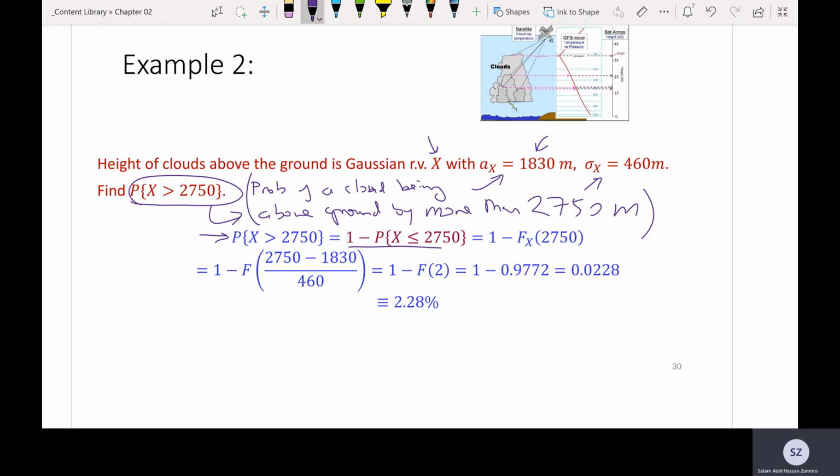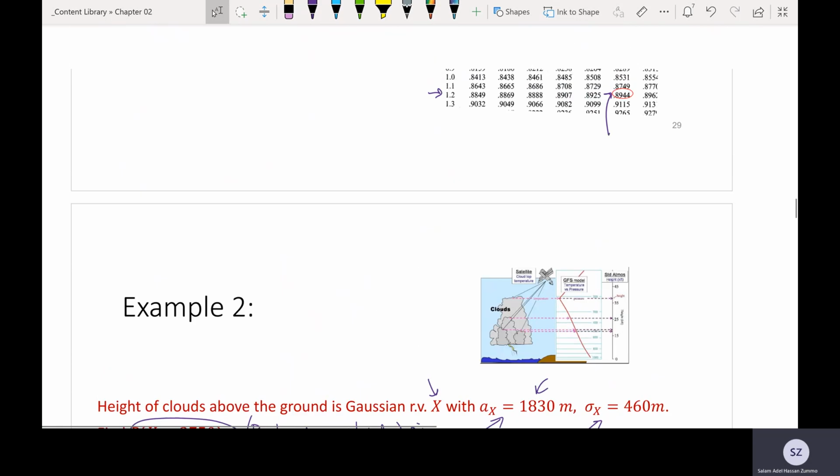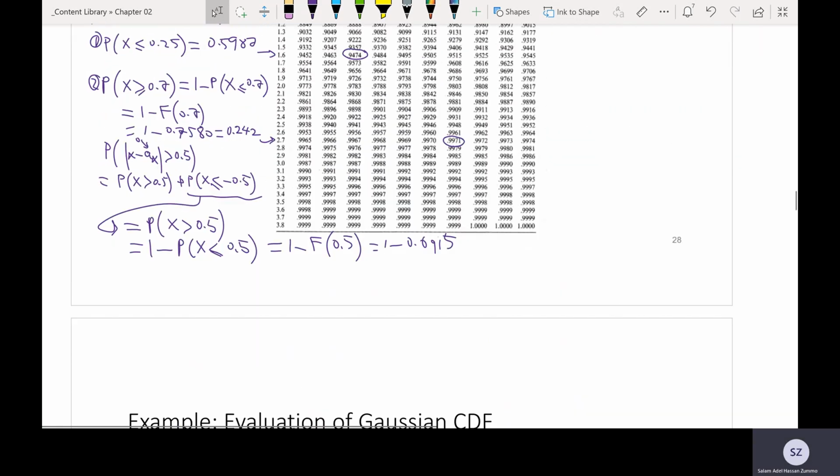Now, is the random variable standard, do we have a table for this random variable? No. So we need to normalize. So this is equal to 1 minus Fx at 2,750. So we normalize by subtracting the mean and dividing by the standard deviation. Doing this will give you 1 minus F of 2. Now let's go back and see what F of 2 was. What was F of 2? This is exactly 0.9773. This is it.